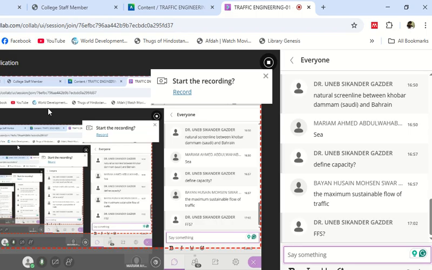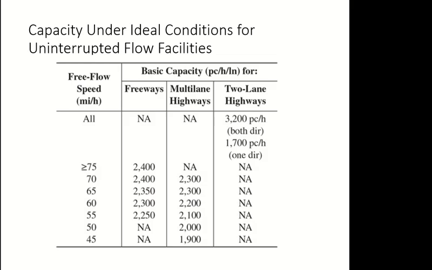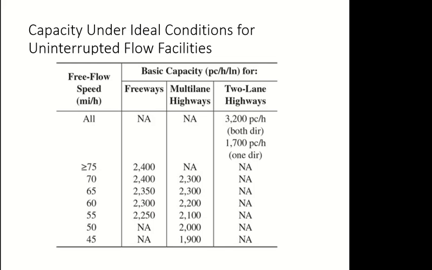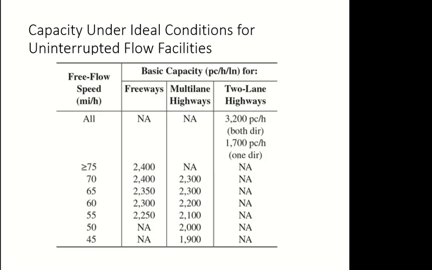How do we define free flow speed? Anyone? Okay, good. So yes, when traffic volume is very low, drivers are moving freely. In these conditions, the two conditions both of you have mentioned, your speed is basically the speed according to the design of the road. You are not constrained by control devices, and you are not constrained by other people.